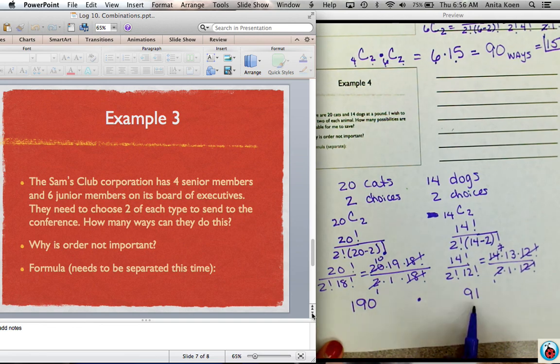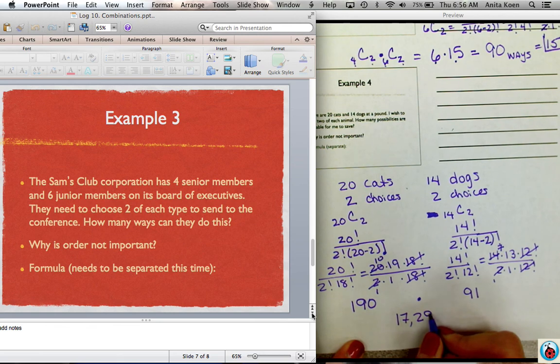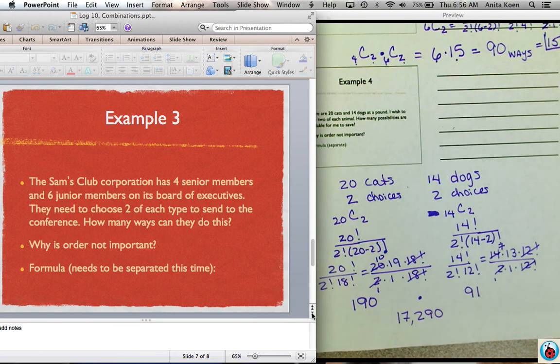And now to find out how many ways altogether, I'm going to do 190 times 91 to find out that there are 17,290 ways to save both cats and dogs, 2 of them.